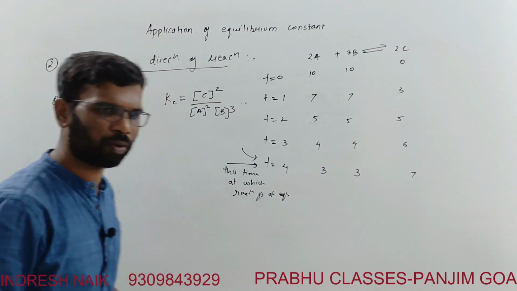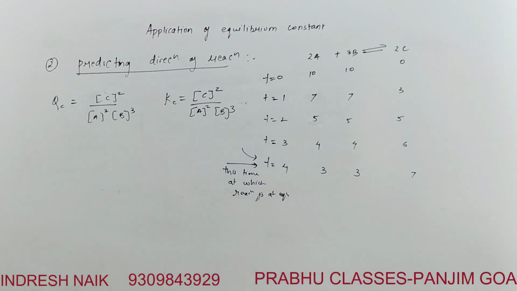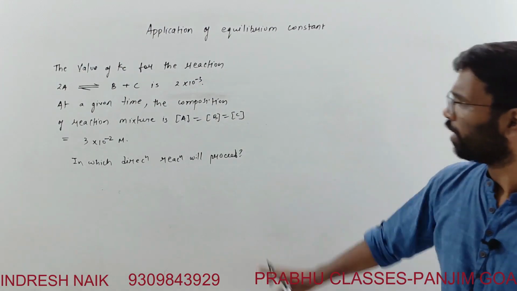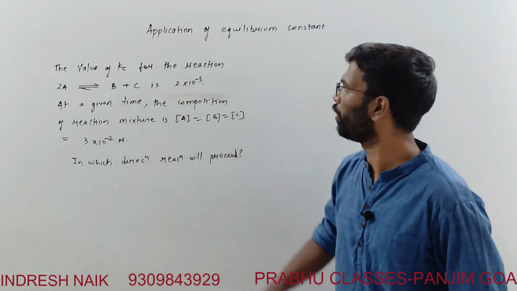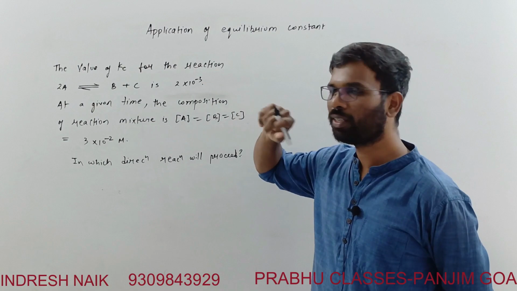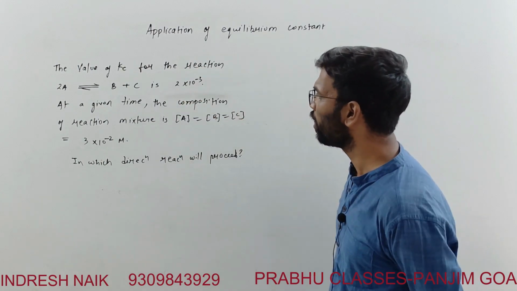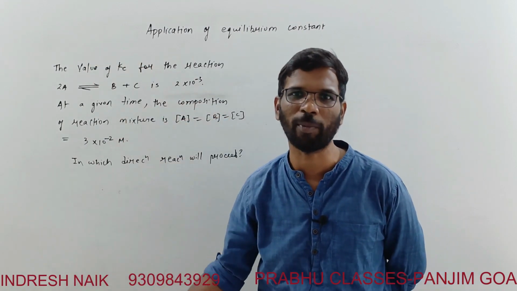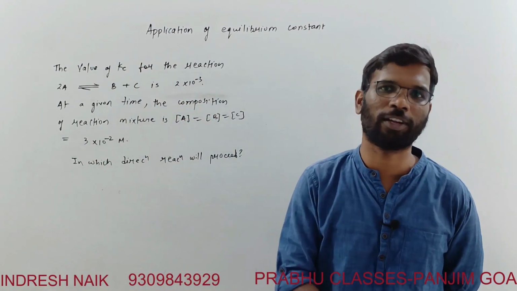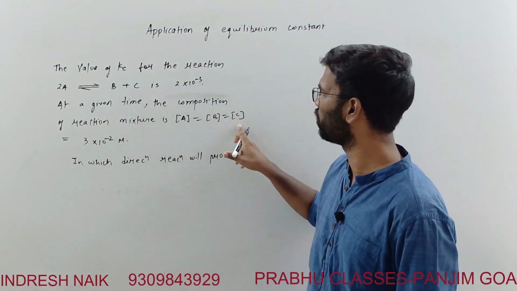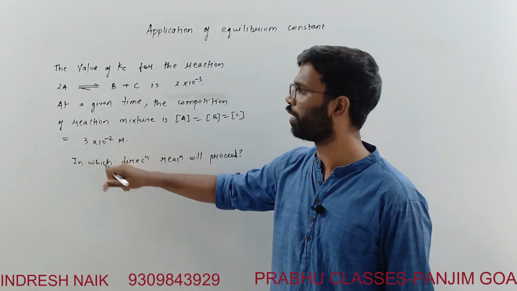Let's take one problem on this. Okay, there is this question given. Read the question. The value of Kc for this reaction is 2 into 10 raised to minus 3. Means Kc is given, right? The equilibrium constant is given as 2 into 10 raised to minus 3. At a given time, means this time is not an equilibrium time. It may be before equilibrium, or maybe after the equilibrium, right? So the composition of the reaction mixture is this: A is equal to B is equal to C, and the concentration is 3 into 10 raised to minus 2.